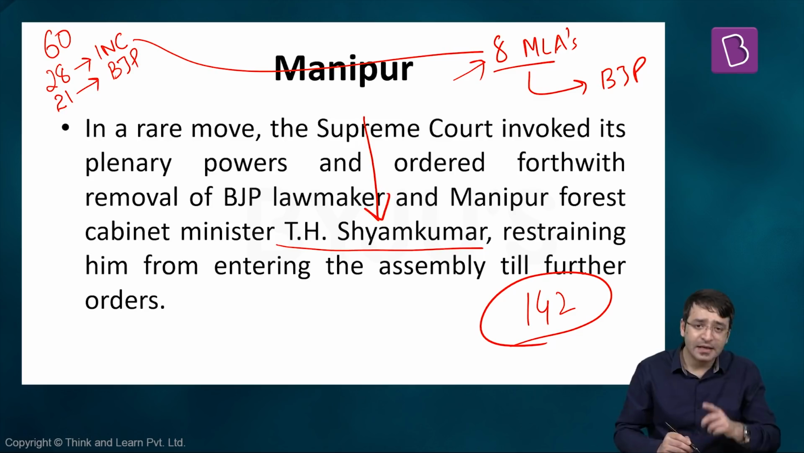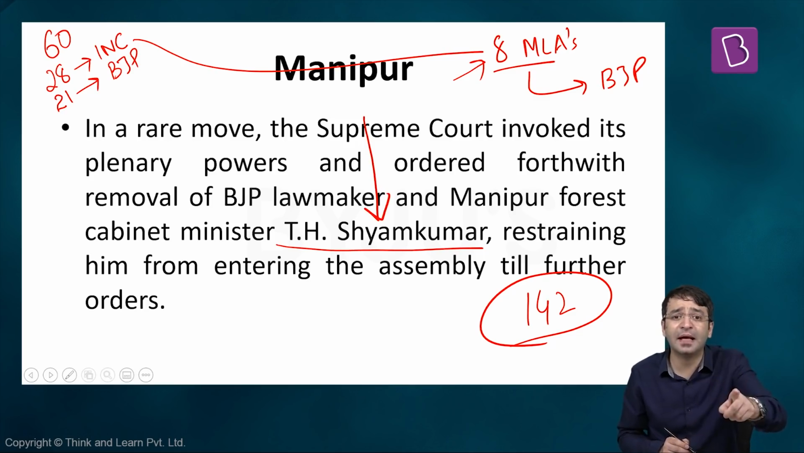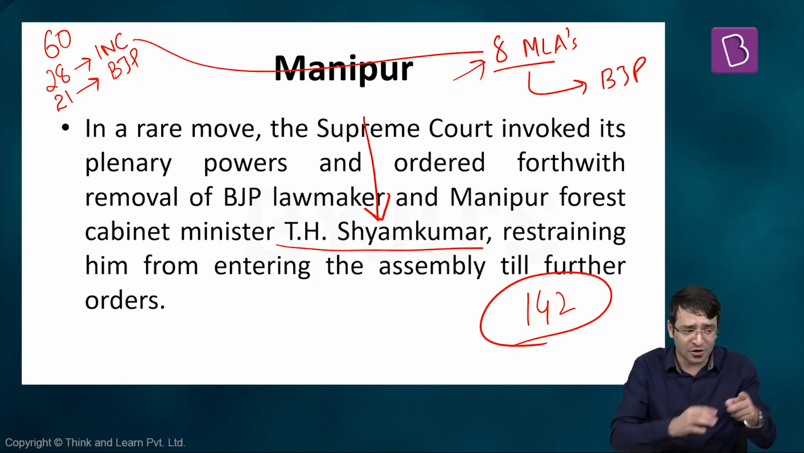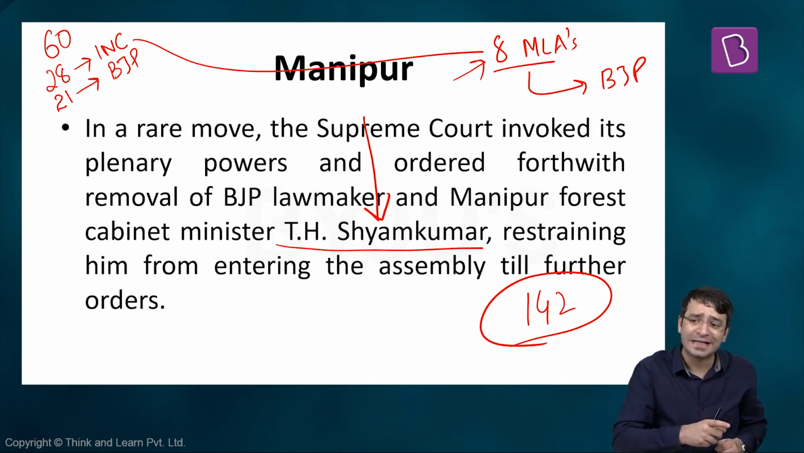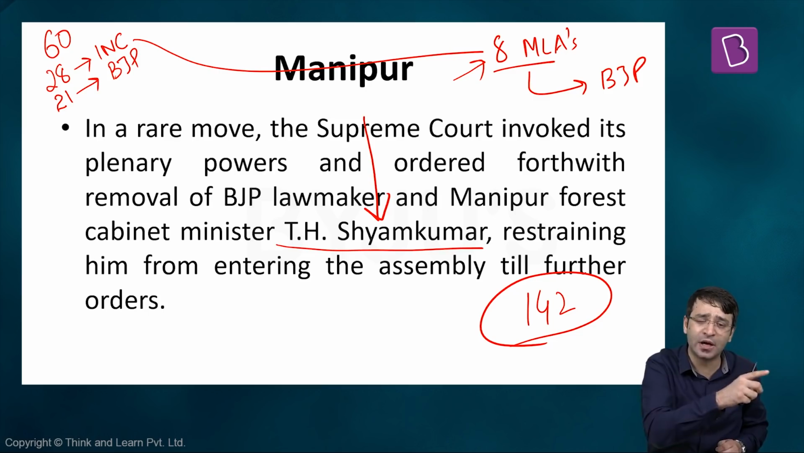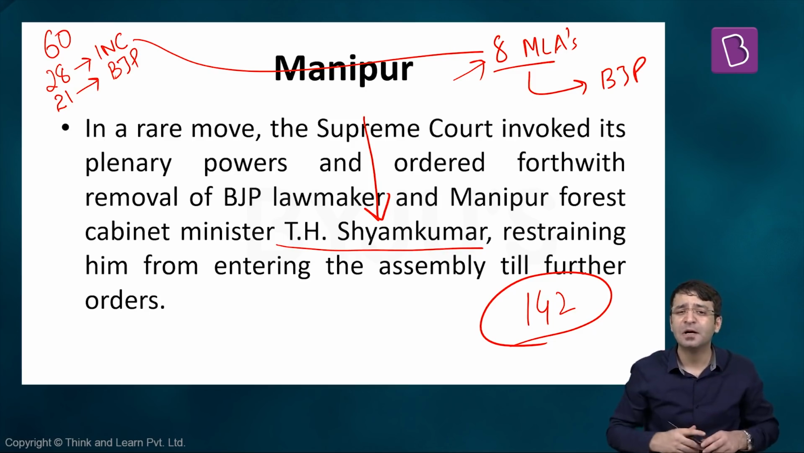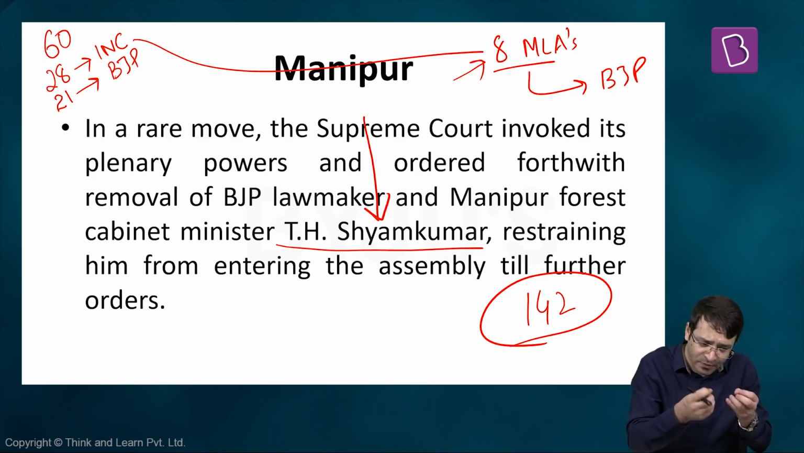And what did the Supreme Court say? This cabinet minister should not be allowed to enter the Legislative Assembly of Manipur. Why? Because there is a case pending against him. Whether he should be disqualified or not, let the Speaker take a call. Till the time the Speaker takes a decision, he cannot enter the Legislative Assembly, and he is also removed as a cabinet minister. So in a rare move, the Supreme Court woke up.